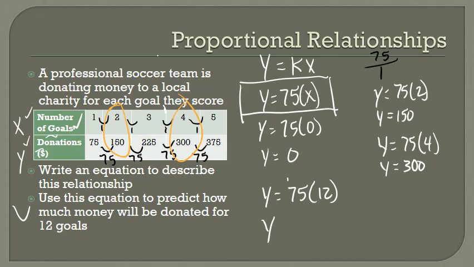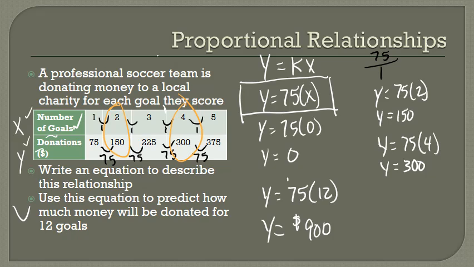And when I get my calculator out, which is what I would do, and multiply 75 times 12, I'm going to see that it equals $900. So that's using the equation to predict in this proportional relationship.